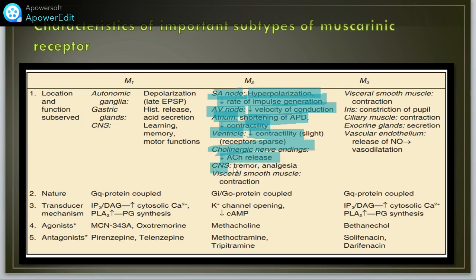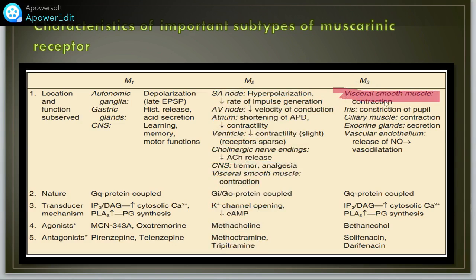At CNS, the function is tremor, analgesia, and visceral smooth muscle contraction. Nature is Gi/Go protein coupled. Transducer mechanism is K plus channel opening, which decreases cAMP. Agonist is methacholine. Antagonists of M2 are methoctramine and tripitamine. Next are M3 receptors. They are located at visceral smooth muscles, which causes contraction of smooth muscle.